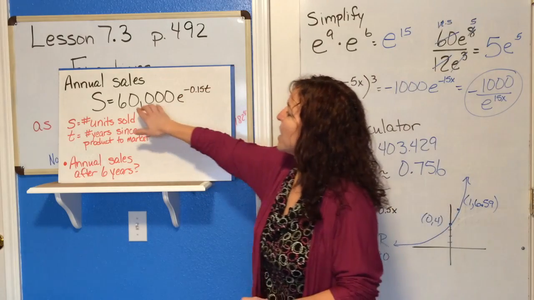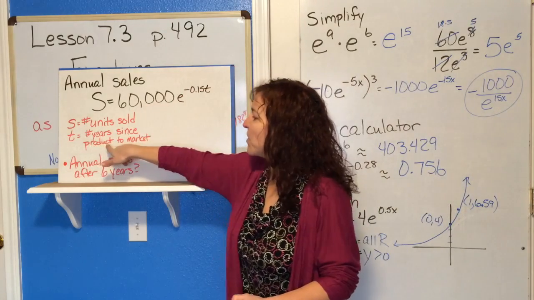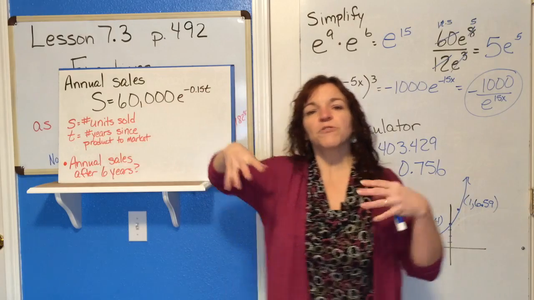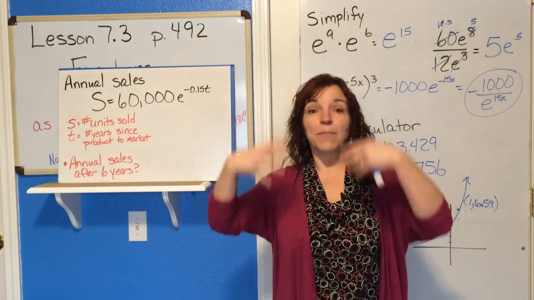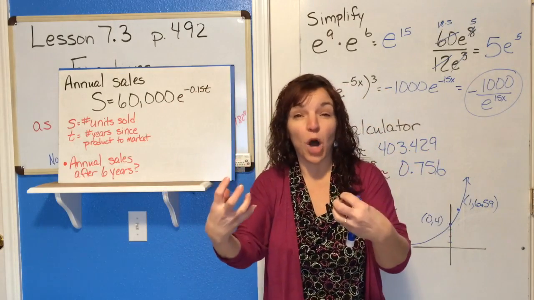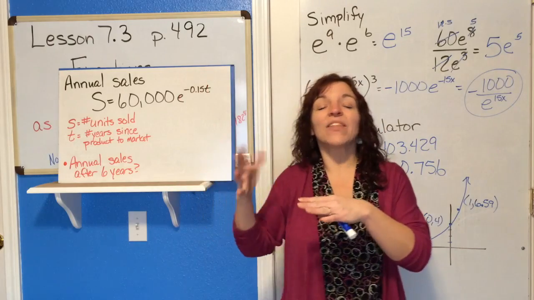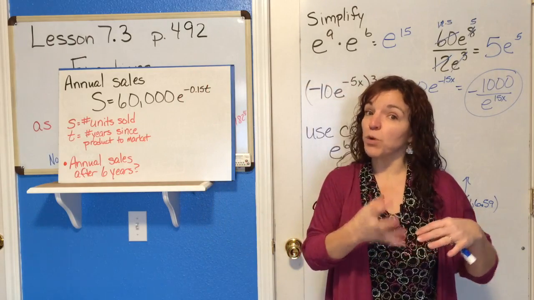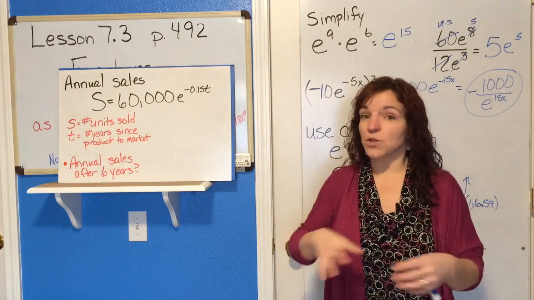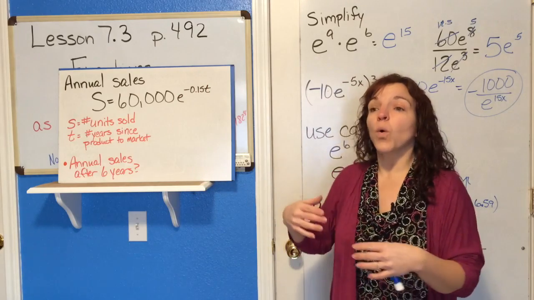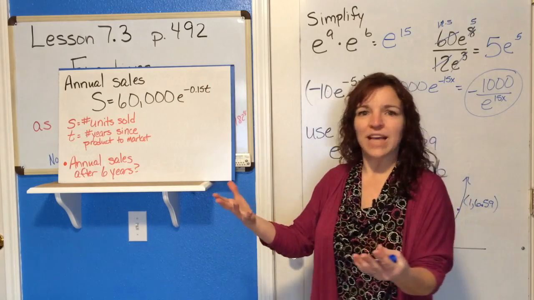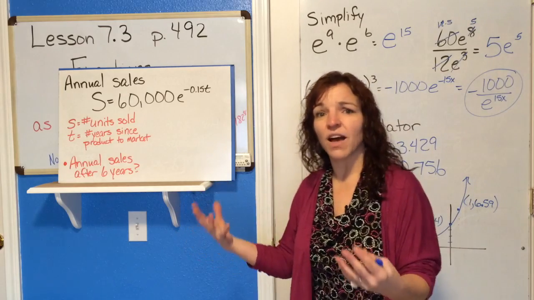T is the number of years since the product went to market. When a product first comes out, there's a lot of hype and a lot of that product are bought. And then as the years go by, there's fewer and fewer of that product purchased because of different reasons. Either something newer comes out, or the market is saturated and most people have this object.